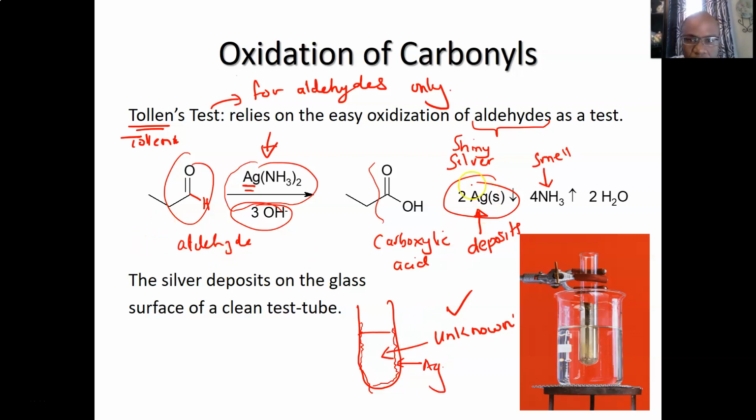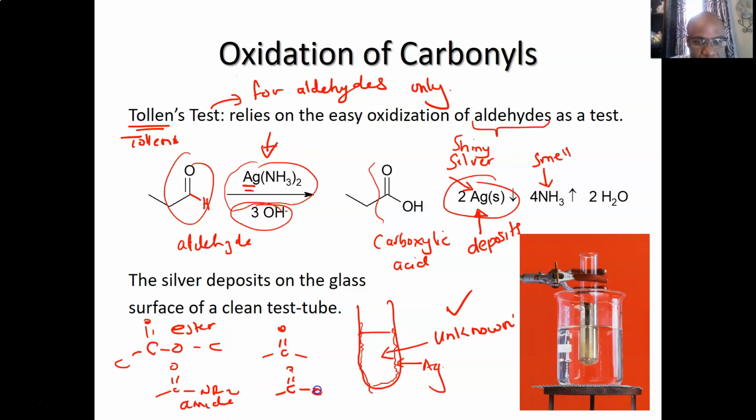Only aldehydes will release the silver. Ketones will not do it. Carboxylic acids will not do it. Amides will not do it. Esters will not do it. I'm mentioning the carbonyl-containing compounds. This is an ester, it will not do it. That's an amide, it will not do it. Only aldehydes will give you the silver deposit. So this Tollens test is a diagnostic test for the presence of aldehydes.